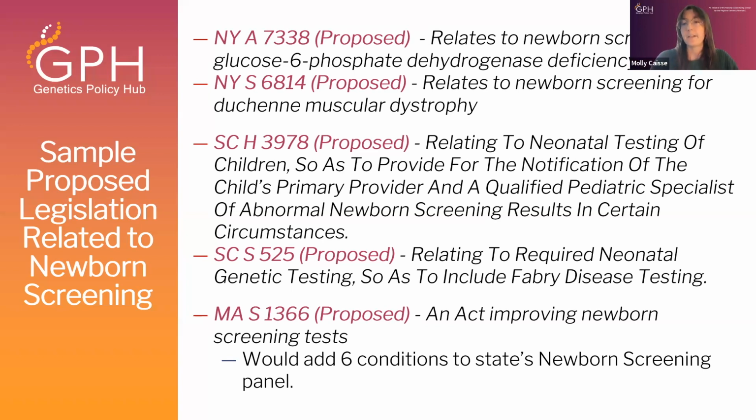This slide lists 5 examples of proposed legislation related to newborn screening at the state level. So there are, as I mentioned before, 15 proposed bills found in the Genetics Policy Hub that we're tracking. So this is just a sample of some of the bills that are currently in consideration, which relate to things like adding certain conditions to the state's newborn screening panels. It's happening across these 3 states, so in New York and Massachusetts and South Carolina. There's also proposed legislation related to requirements for the notification of out-of-range newborn screening results in South Carolina.